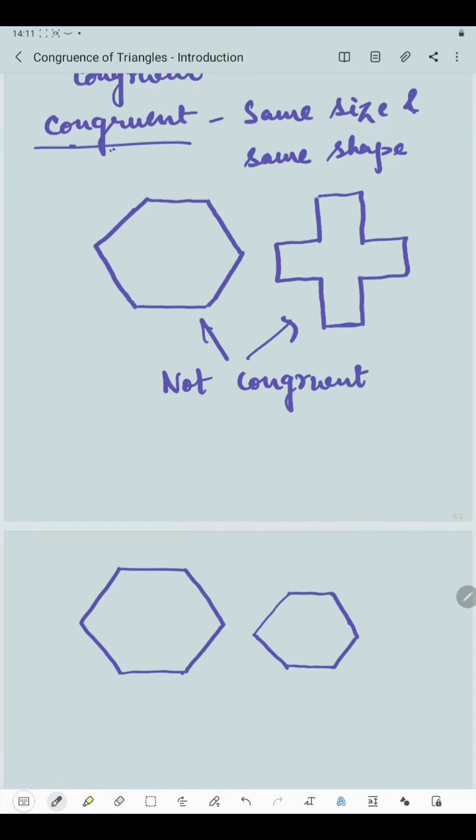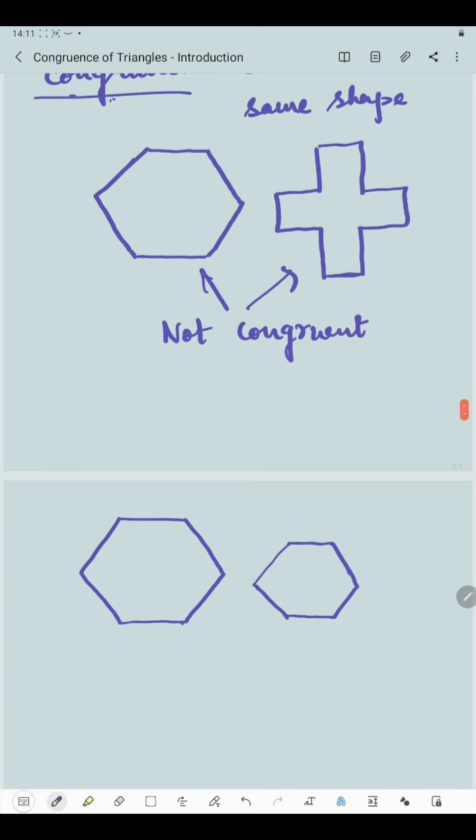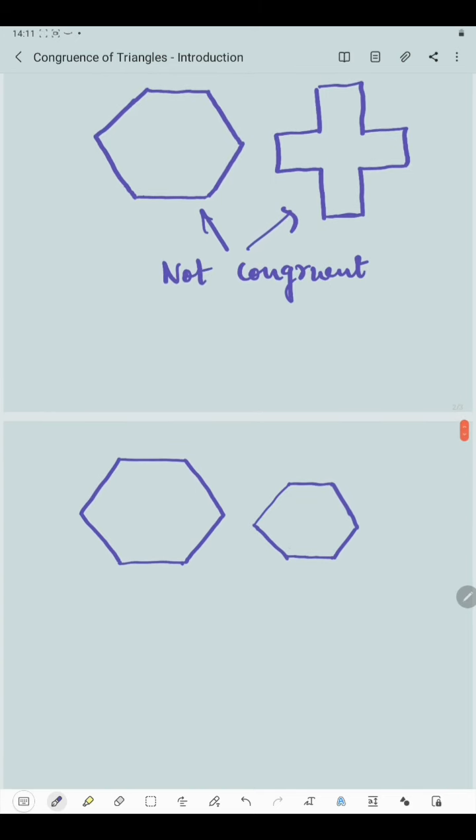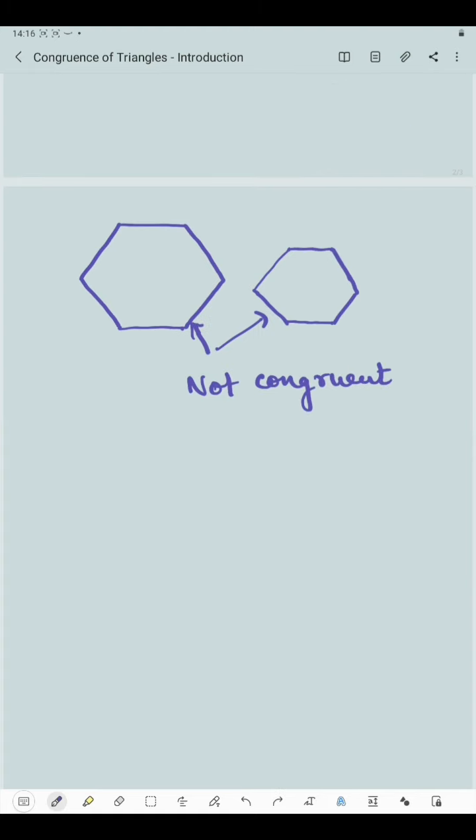Okay, now look at this figure. We can see that this shape is the same but their sizes are different, right? So these two are not congruent. So how can we say if two figures are congruent or not? Is it only figures that can be congruent?